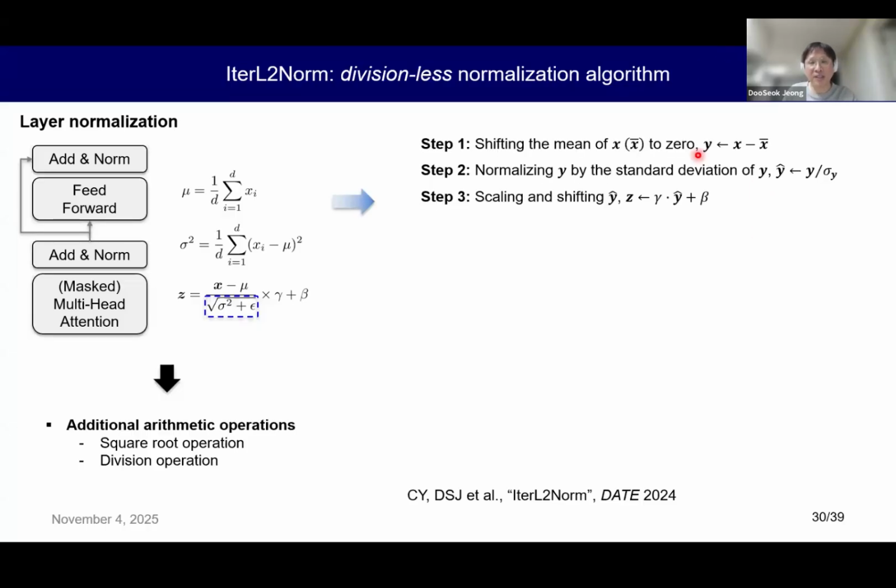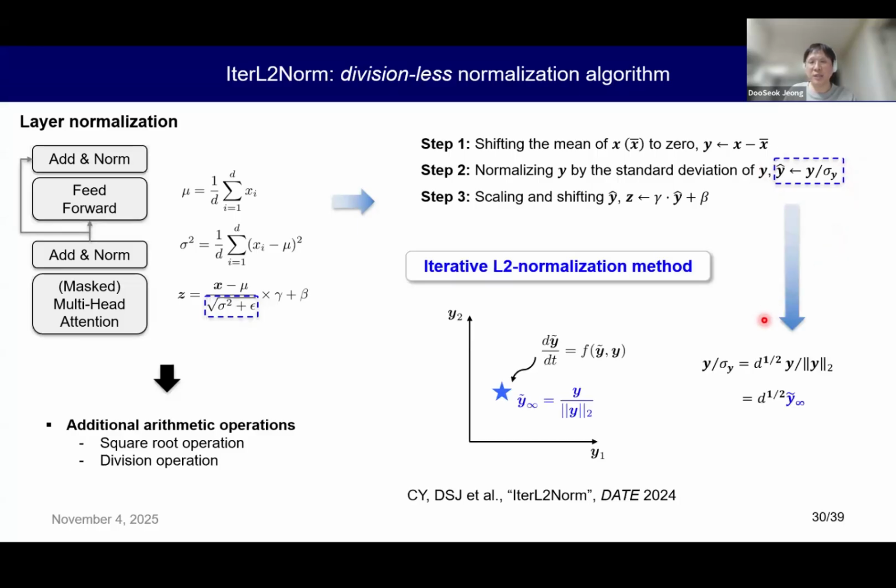Okay, so this is the basic step which I just talked about. You calculate the mean of a vector, shift the vector by the mean, calculate the variance, and then consider the scaling and shift to finalize this layer normalization, right? But our main contribution is that we do this L2 normalization without division and square root operation. That's the basic idea. How can we do it? We make use of the dynamics of a system.